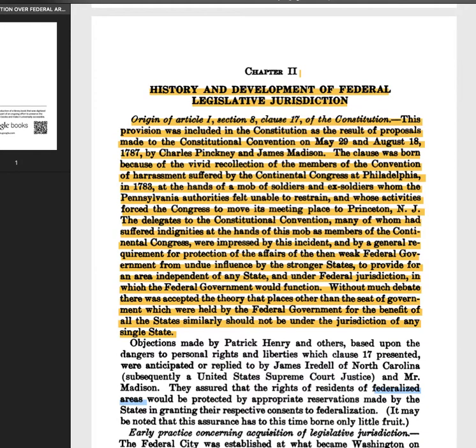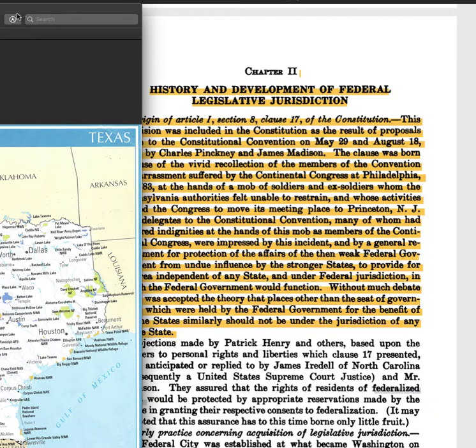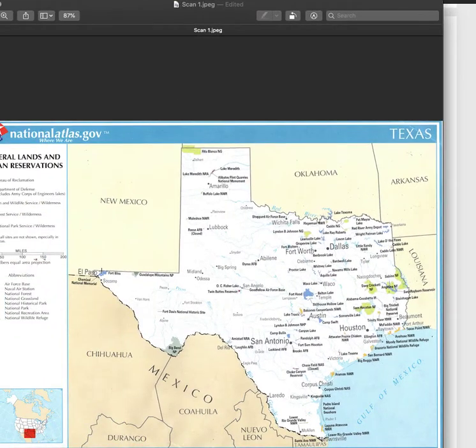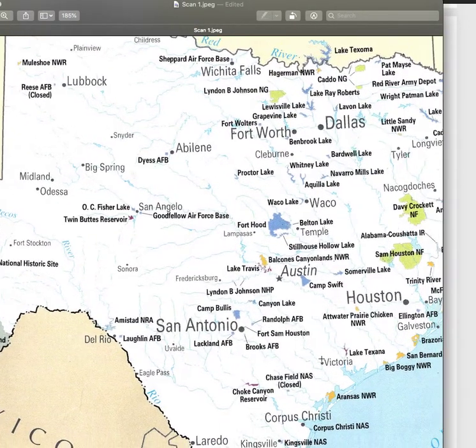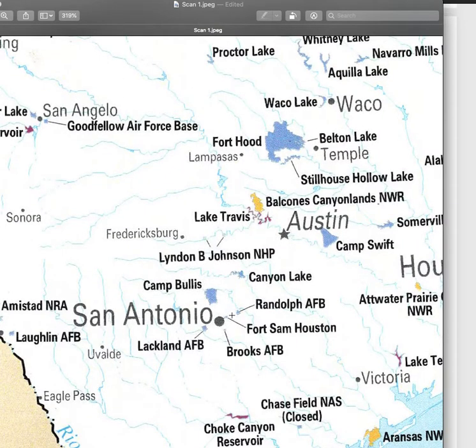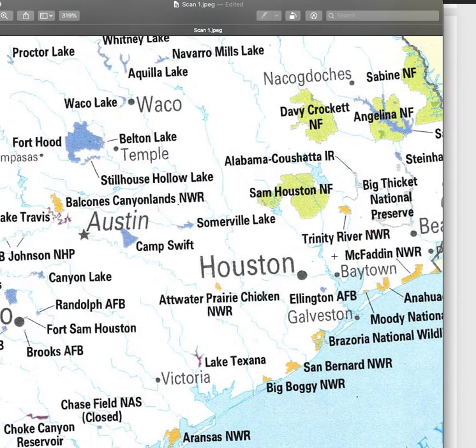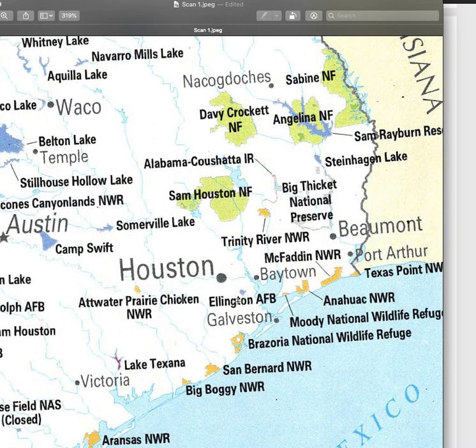So, for example, we have Texas here, and we see the blue areas that were the original lands annexed to the federal government for the purpose of building forts and such. Some of these are so small you can hardly see them. Here's Randolph Air Force Base, Brooks, Fort Sam Houston, Lackland. Here's a big blue area. That might be a lake. This is Canyon Lake. Belton Lake, Fort Hood. Okay, Camp Swift. There's some places I think over here somewhere. There's Ellington.